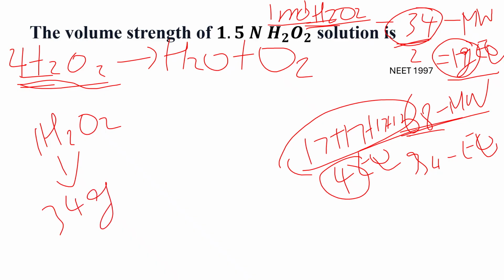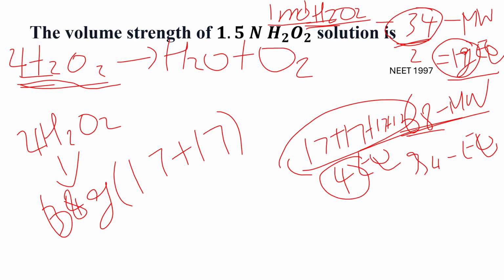In that 34 grams, there is a 17 plus 17, so there are 2 equivalent weights. Just like if you have 2 moles of H2O2, that is 68 grams, which means 2 times the molecular weight, and there is an additional 2 times the equivalent weight. So we have 4 equivalent weights. I wrote 2 moles of H2O2. So I'm taking 2 moles, which means 4 times the equivalent weight.